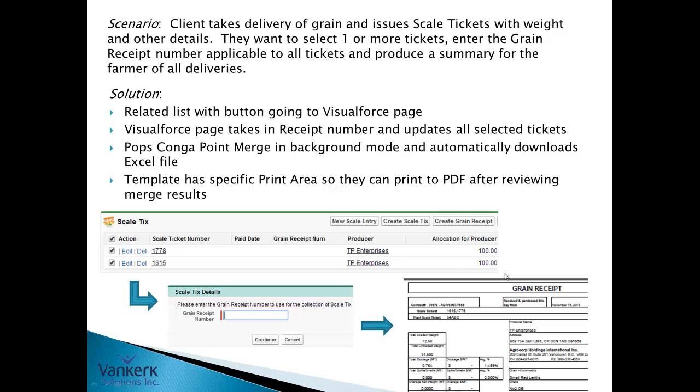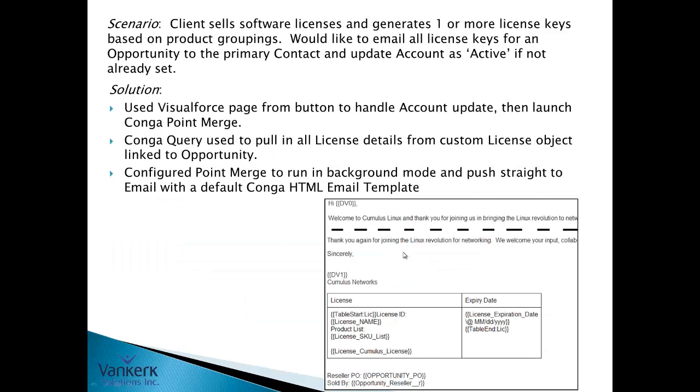And then Nikki also highlighted a couple of cool Conga features that people might not be aware of, like the data values that she mentioned, DV0, DV1, etc. That's just the ability to pull in a data value that you might not have a corresponding field for. So like she mentioned, the ability to put in a watermark depending on opportunity stage or something like that.